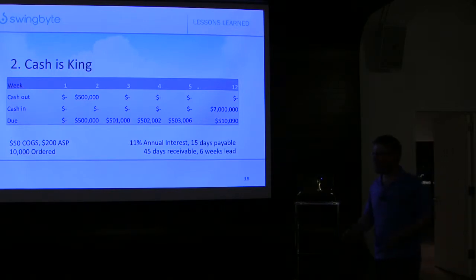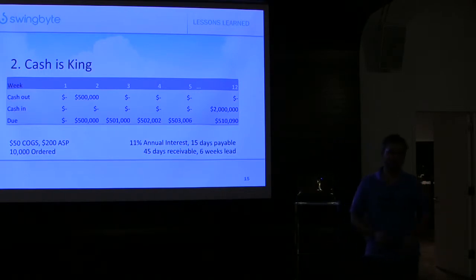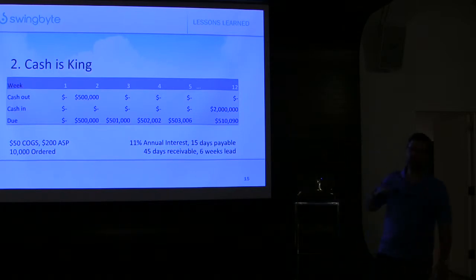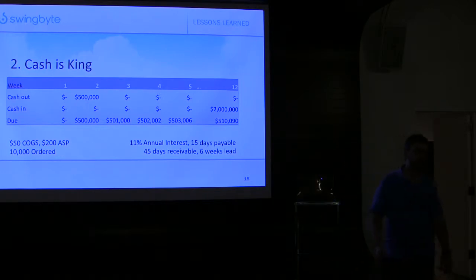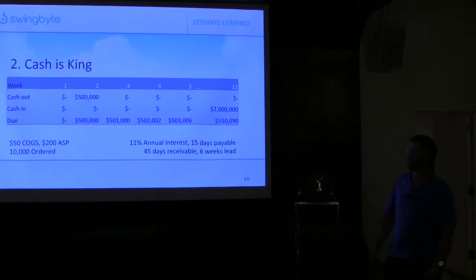Somebody comes in and says, hey, I want 10,000 of these things. Well, things get a little bit more complicated. So let's say you have really favorable terms. These are round numbers, not Swingbyte numbers, but pretty reasonable numbers. You have a line of credit that gives you 11% interest. You have 15 days payable when you place an order. You have 45 days receivable when you get paid, and it takes 6 weeks for something to get made.